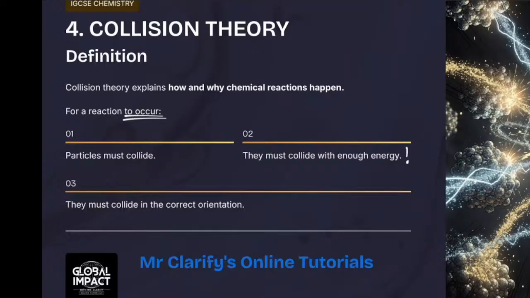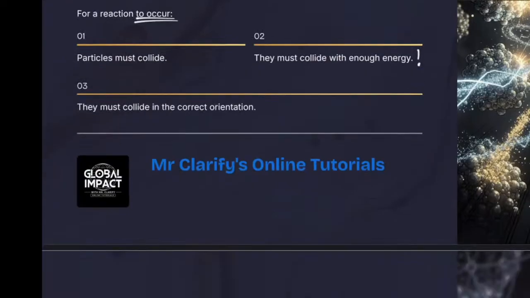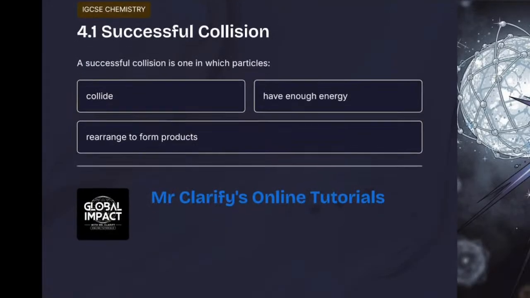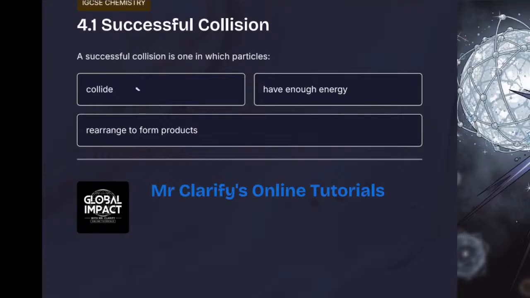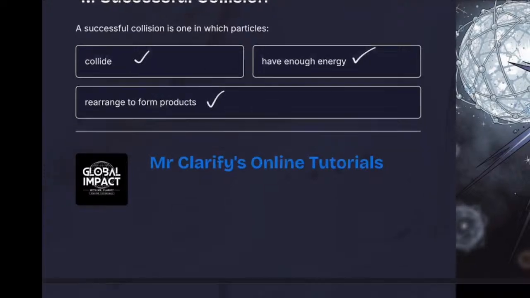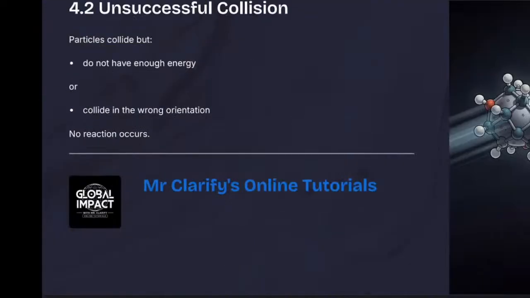So the particles must collide with enough energy and in the correct orientation. This is what makes a successful collision. The particles collide and they have enough energy and they rearrange to form products. Obviously, they'll be in the correct orientation. That's a successful collision. An unsuccessful collision can happen if particles collide but don't have enough energy or have the wrong orientation. If this happens, then no reaction will happen. This is a collision, but it's unsuccessful.